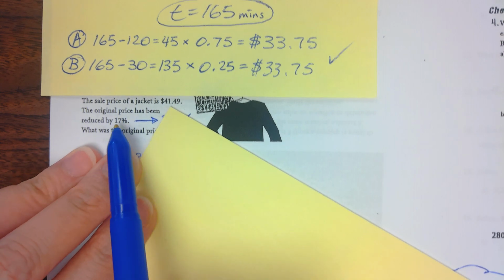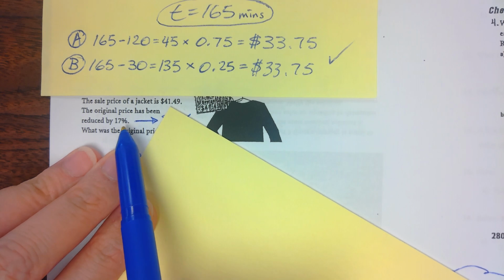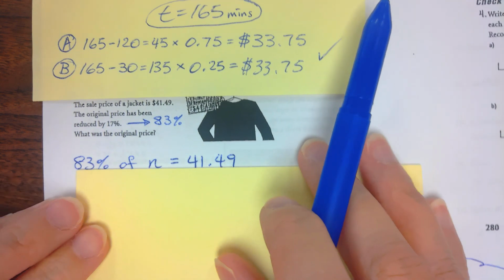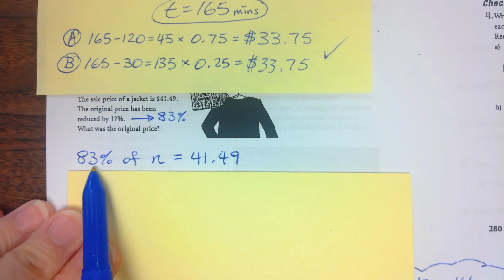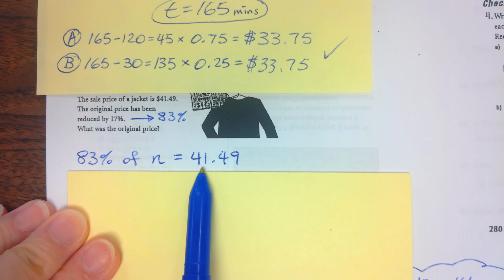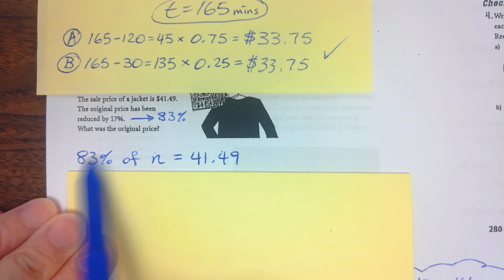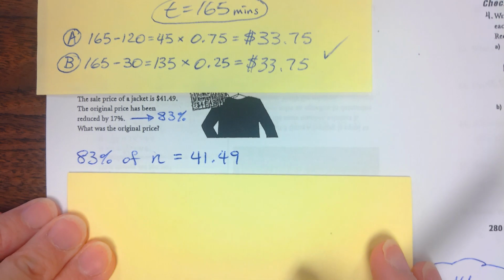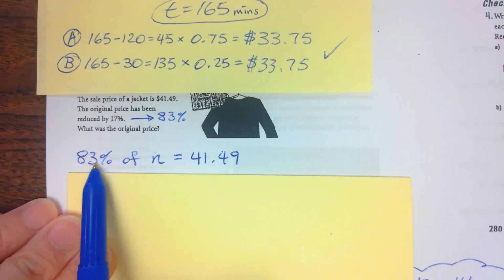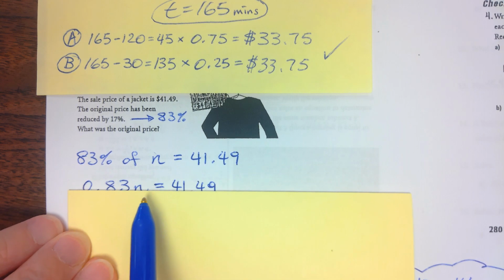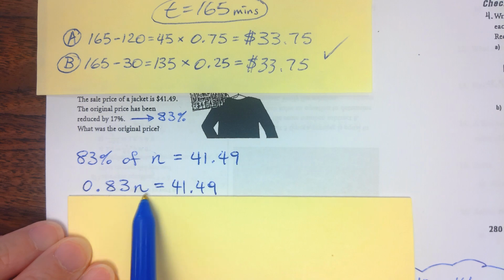If it's a sale of 17%, what does that mean? How much are you paying? Yeah. 83% of the original price. Exactly. Good. And you just told me the next step. 83% of the original price equals 41.49. Can I rewrite this with just numbers? Yep. n times 0.83. Okay, so 83%, I need to change that to a decimal first. Yes, 0.83. Oh, sorry, I missed that. Yeah, so 0.83n equals this.